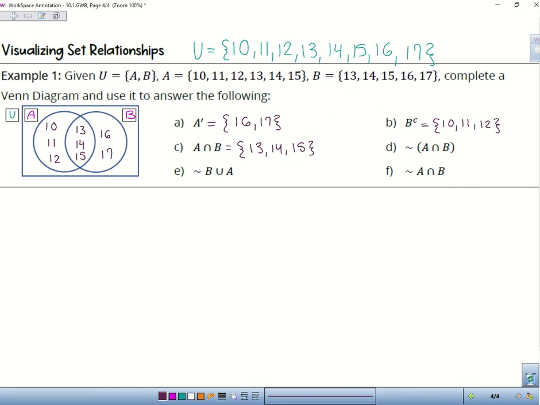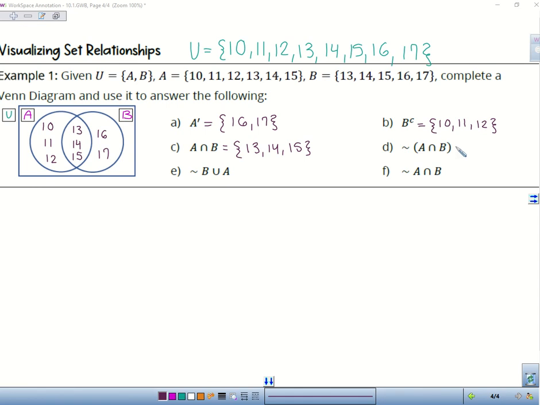So here, we're going to find the complement of A intersection B. Didn't we already find A and B? So now we're just finding the complement of that, which is everything in the universal set that's not here, which is what? 13, 14, 15. No, 10, 11, 12. There you go. 16, 17. Oh, I wrote that.